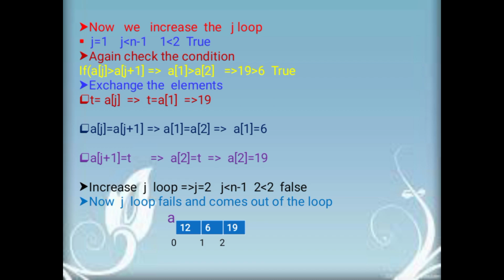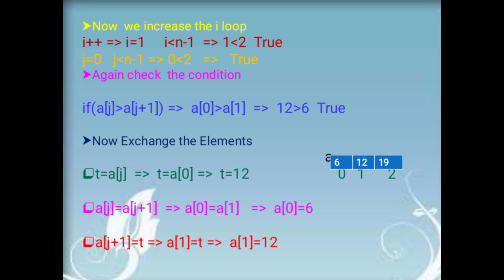So after completion of the first pass, some elements are in sorted order. Now let's see, in 0th position the 12 element is there, in first position the 6 element is there, and in second position the 19 element is there. And now we increase the i loop. So i is equal to 1. 1 is less than 2. Yes, it is true. And again, j is equal to 0. j is less than n minus 1, it means 0 is less than 2. It is also true.